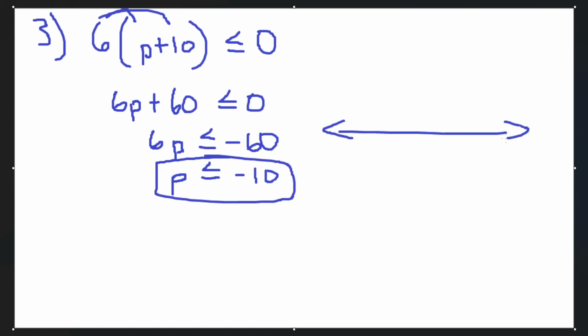And then as a line graph, this would be at and including negative 10, so less than or equal to, so the equal to is shaded, and then p being less than would mean that this would go all the way to negative infinity.